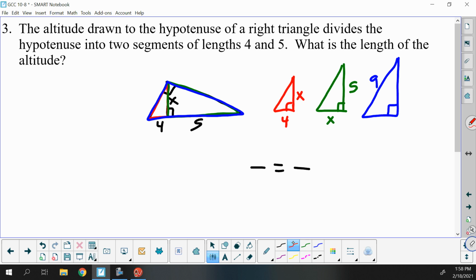So maybe we'll start with the x in the red triangle. That matches with the 5 in the green triangle. Then we'll have the 4 in the red triangle. That matches with the x in the green triangle. So if we cross multiply, we'll get x squared equals 20. We'll take the square root of both sides.